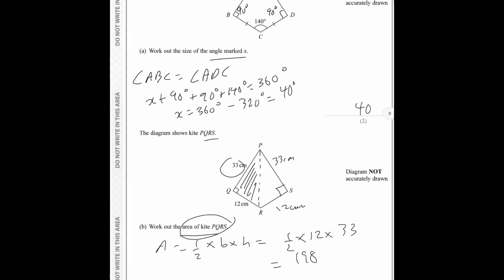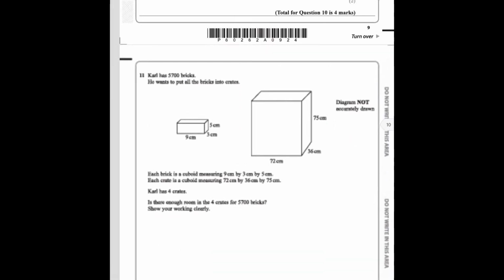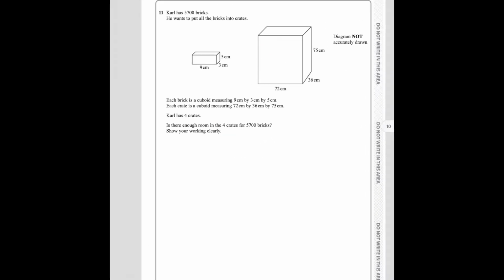This is the area for one triangle. Since they have asked you to work out the area of the kite, you have to do 198 times 2. This should give you about 396 centimeters squared. 396 centimeters squared. That's our answer for that question.